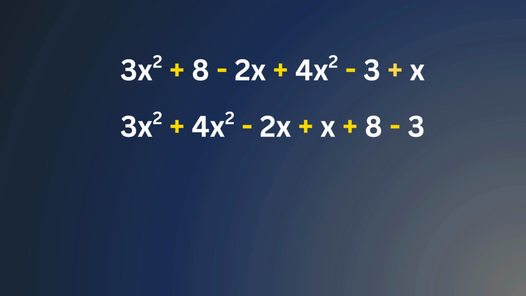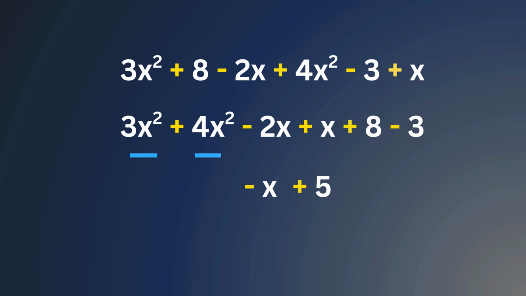Okay, so right away you may notice that there are 2 constant terms in this polynomial, positive 8 and negative 3. Combining them into a single constant term gives us positive 5, since 8 minus 3 equals 5. Next, we see that there are also 2 first-degree terms, negative 2x and positive x. Those are like terms, so we can combine them. Negative 2x plus 1x gives us negative x.